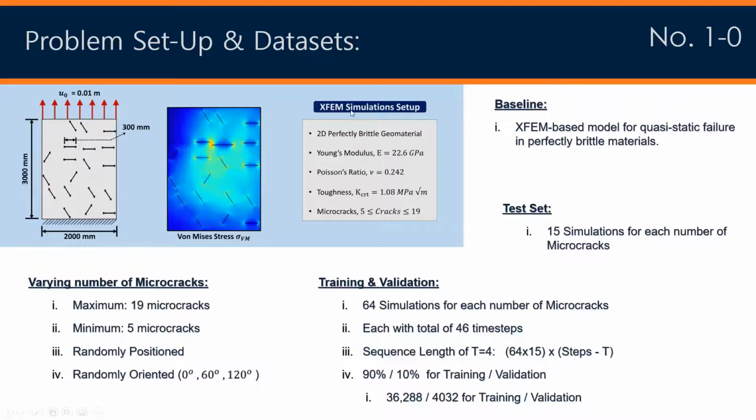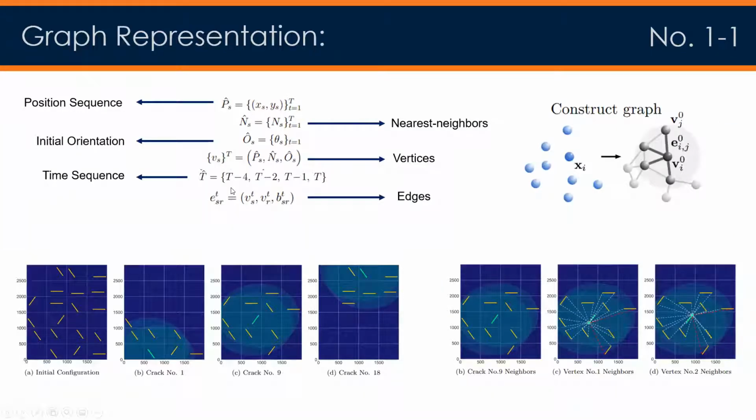So now I've shown you the material properties, how we gather the training data set, and on this slide, I'll show you how we develop the graph representation for the model. And basically from graph theory, to simplify the problem, what we did is we have 5 to 19 microcracks. Why not place one node from the graph at each crack tip? So now for each crack, we have 2 nodes at each crack tip.